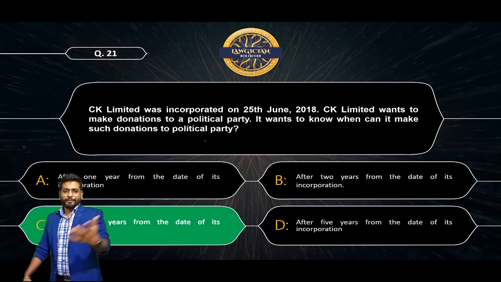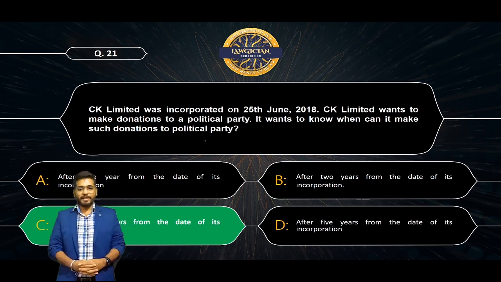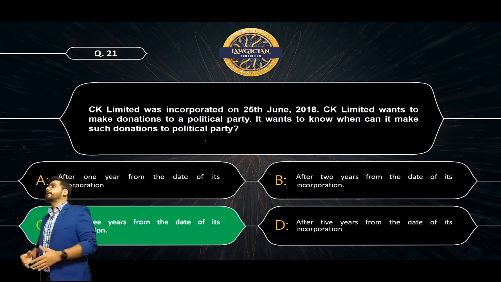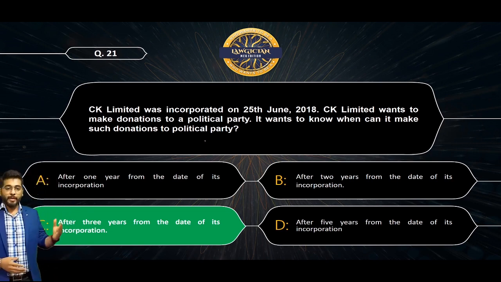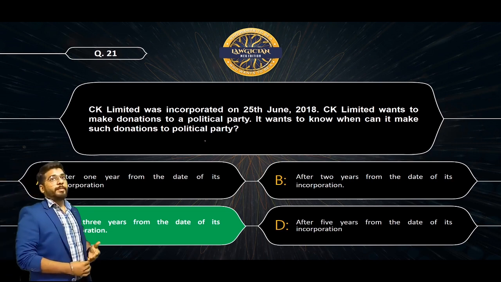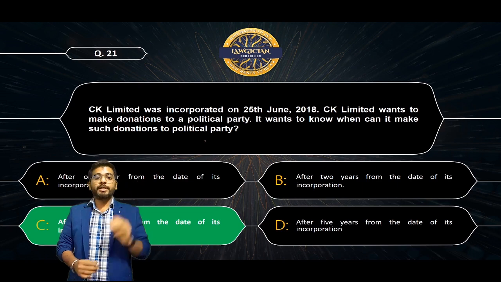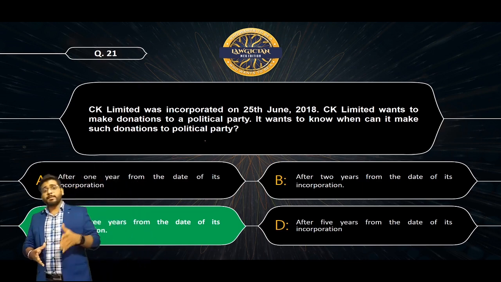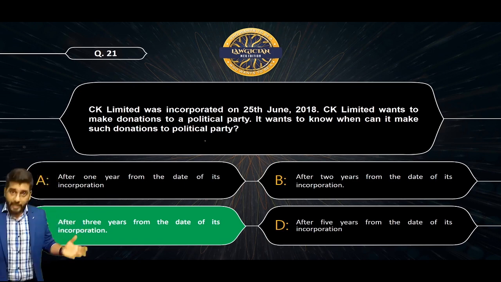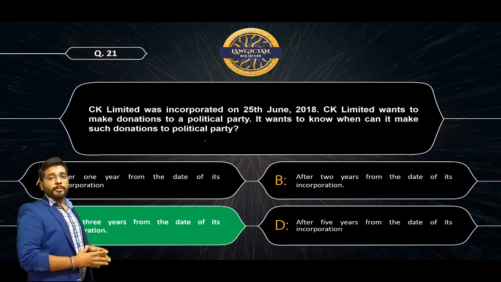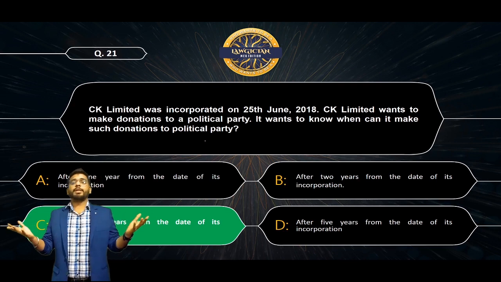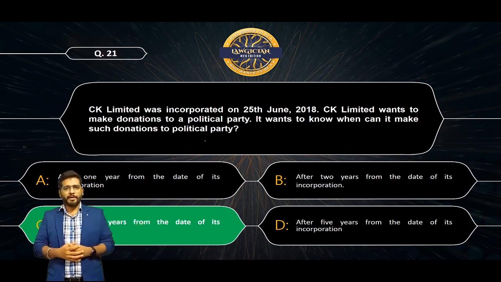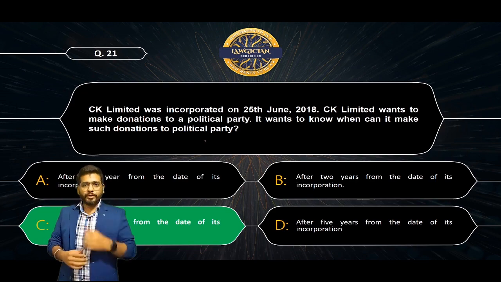All right, no prizes for guessing. The answer is C. A political party shall not be allowed to receive any contributions until 3 years from the date of its incorporation. Here, has CK Limited been incorporated for more than 3 years? If yes, then it can make political contributions. If not, it cannot make political contributions. So nothing tricky or difficult as such over here. Let's go on to the next question.